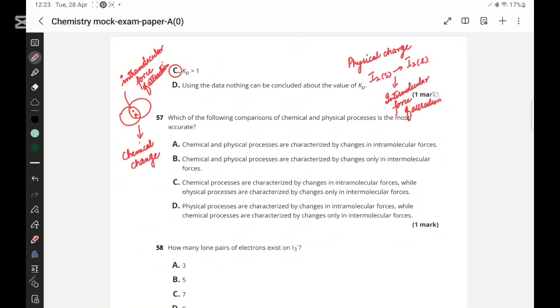Attraction breaks. Then what is going to be our answer? Our answer is going to be chemical forces are characterized by intramolecular force, while physical properties are characterized by changes only in intermolecular force. Our answer is going to be C.